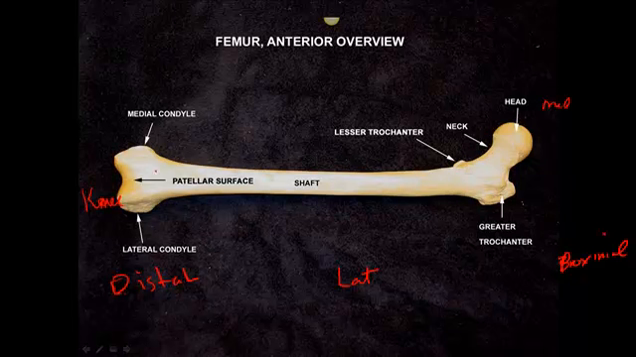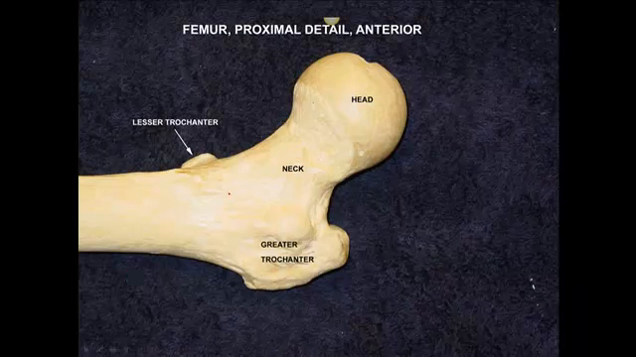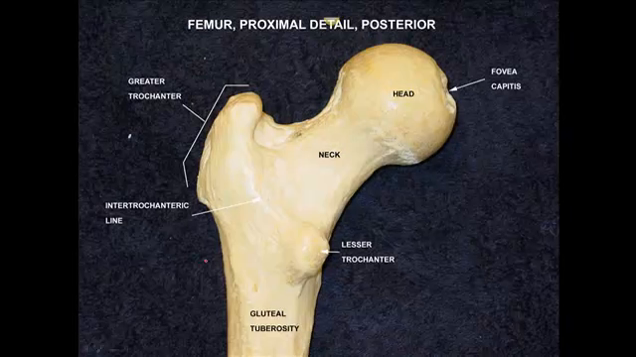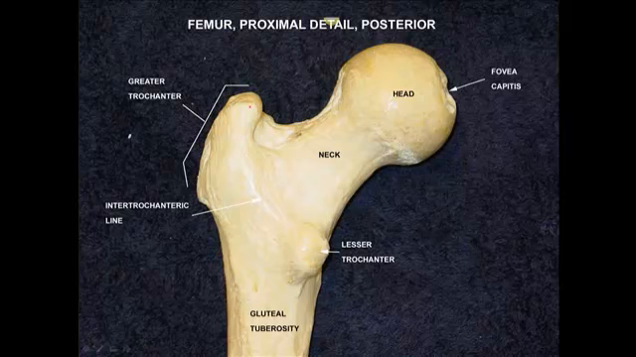This is the patellar surface. Your patella will ride up and down along this area. Medial condyle, lateral condyle. Same things. This is the posterior side, sorry. Lesser trochanter, greater trochanter, and it's this entire thing here. That's why it's greater.